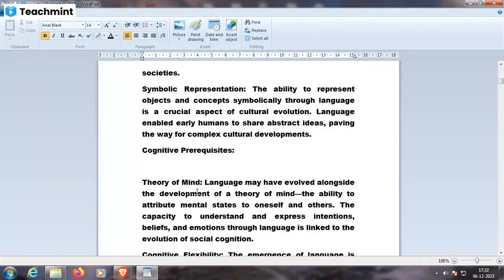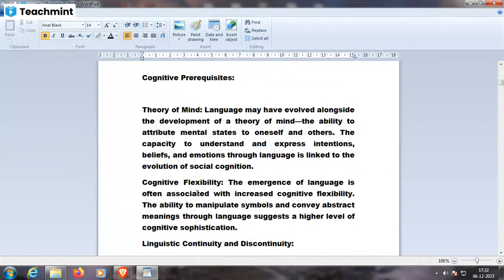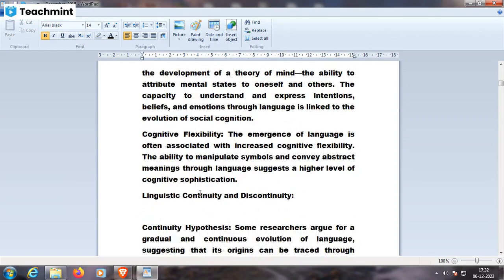Then comes the cognitive prerequisites. Means what? Theory of mind. Language may have evolved alongside the development of a theory of mind, the ability to attribute mental states to oneself and others. Then comes cognitive flexibility. After cognitive prerequisites comes cognitive flexibility. The emergence of the language is often associated with increased cognitive flexibility. Means what? The ability to manipulate symbols and convey abstract meanings. When you talk, don't you make symbols and talk? That is the way. Then linguistic continuity and discontinuity.